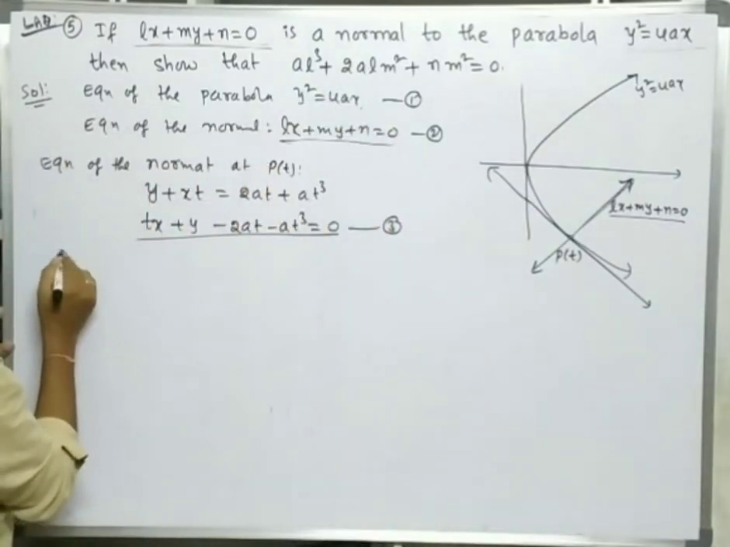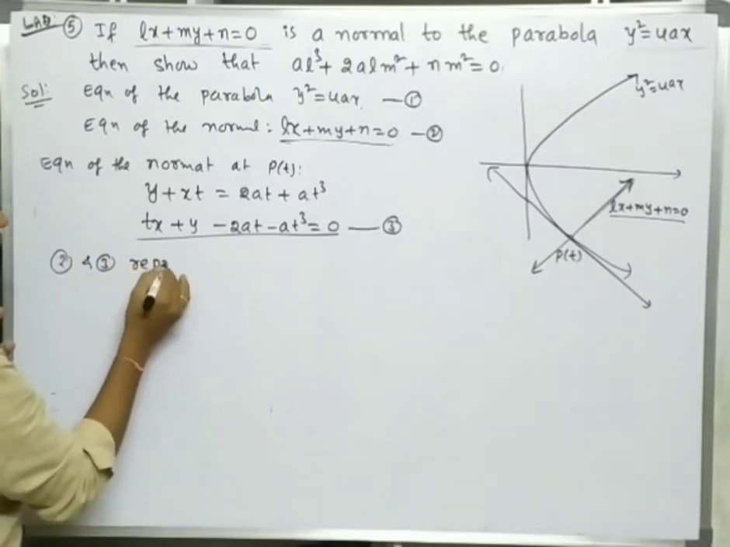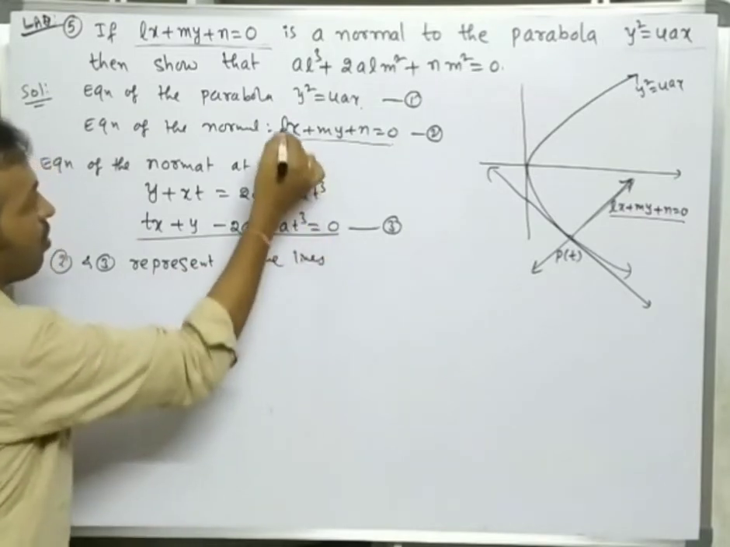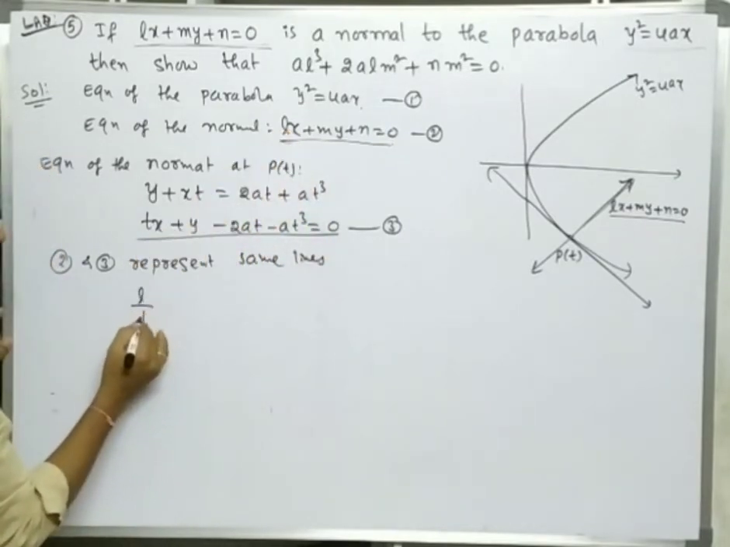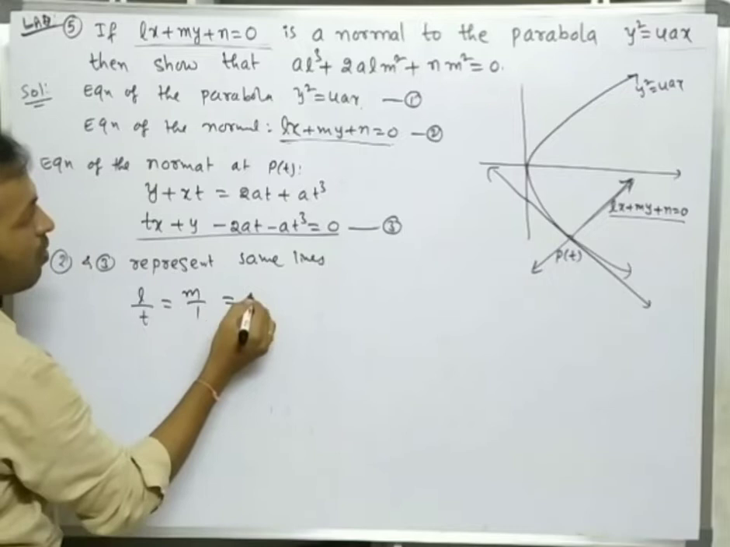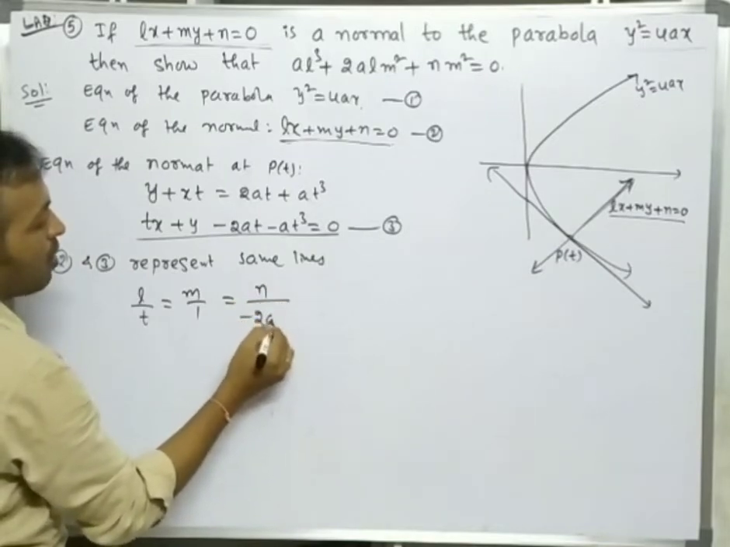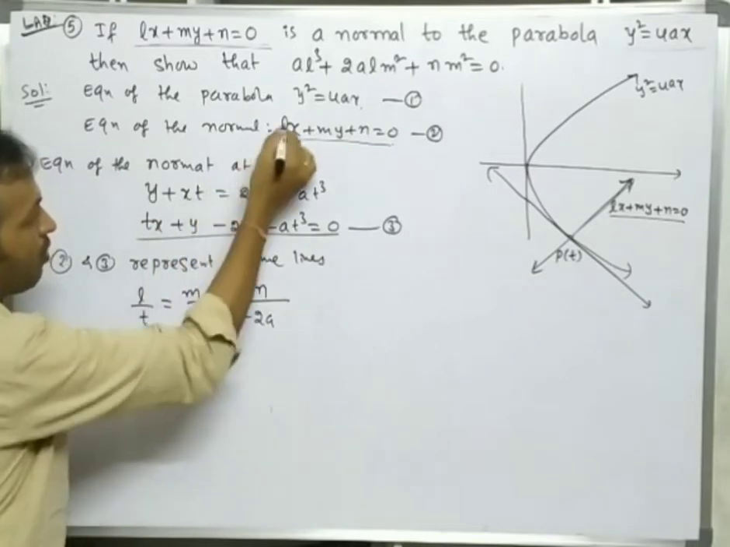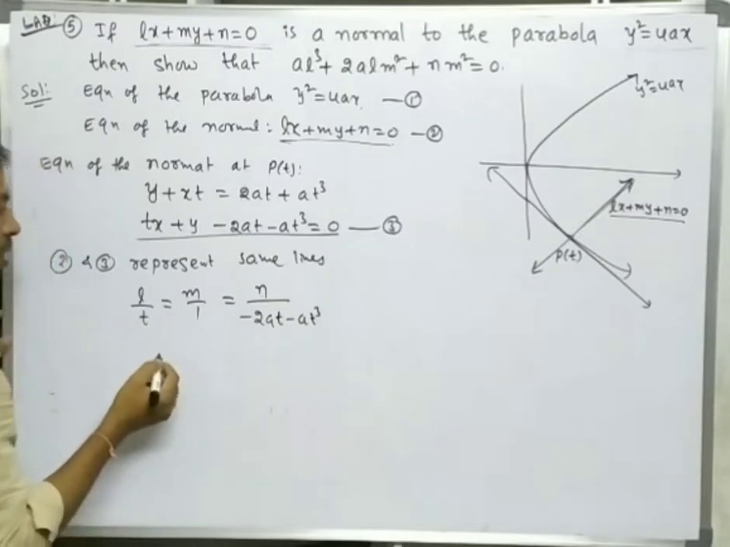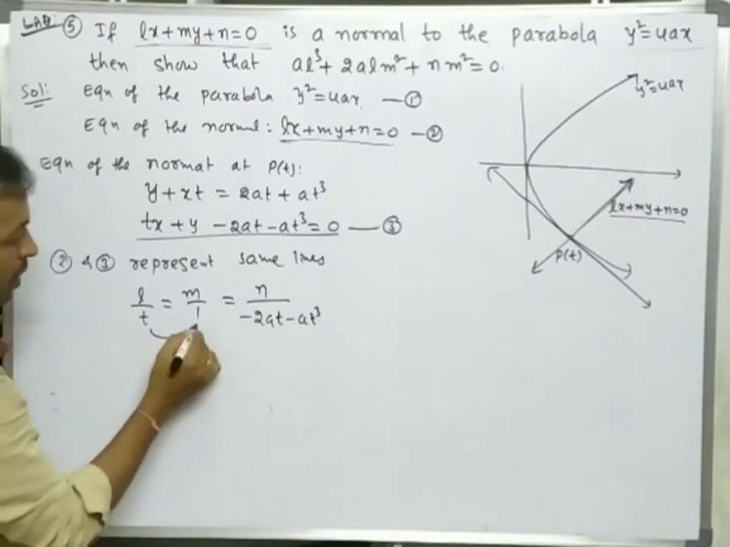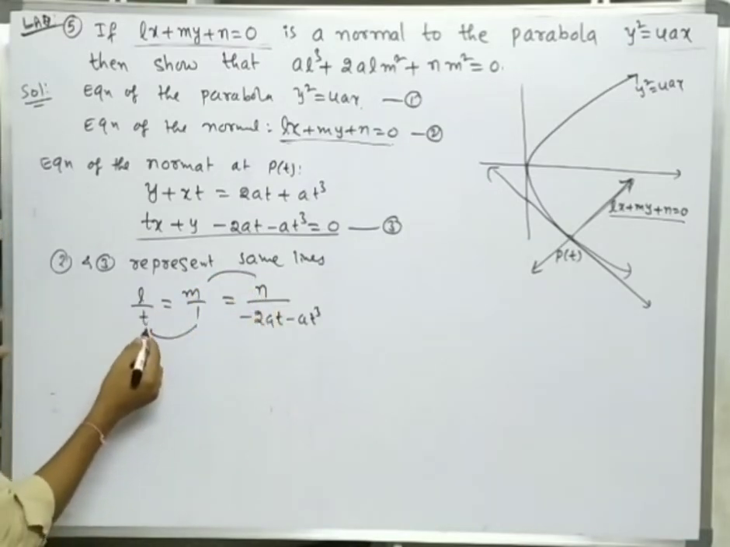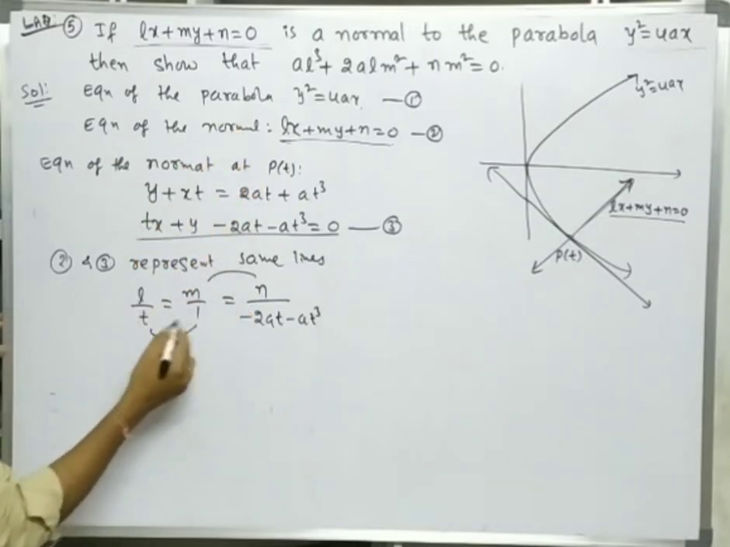So 2 and 3 represent the same lines, so their coefficients are in the same ratio. That means L by t is equal to m by 1 is equal to n by minus 2at minus at cube, the constant here. The x coefficient ratio, y coefficient ratio and constant ratio are equal, right? Now compare these and solve it. Okay, right. So that means we should eliminate t by using these conditions.